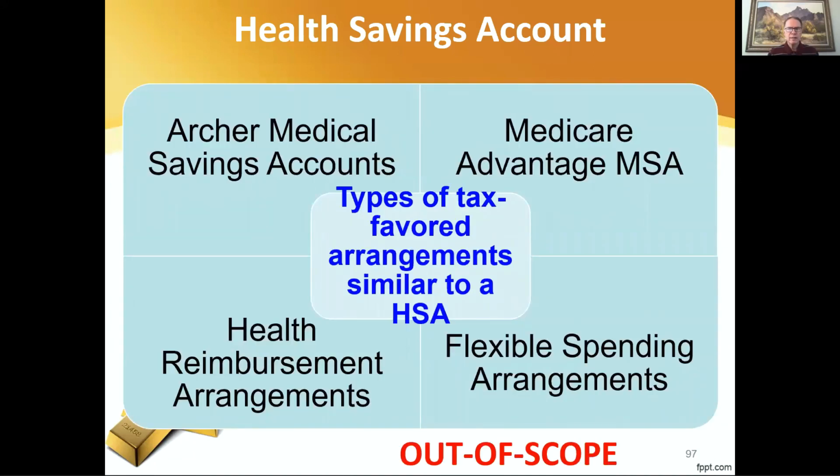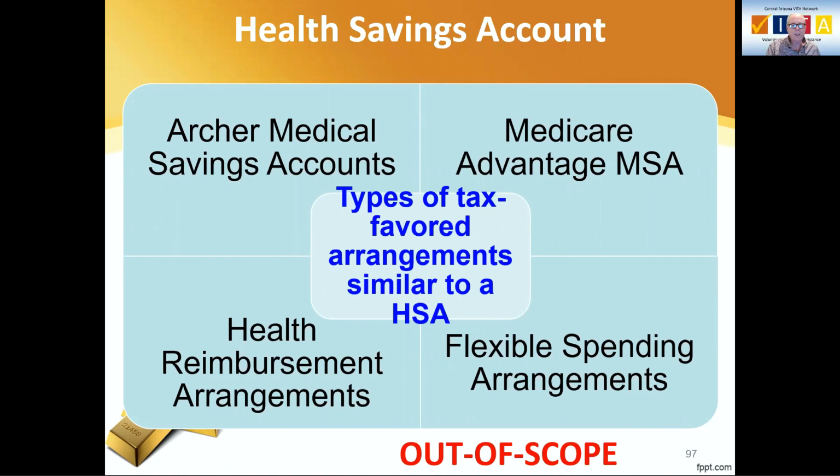These other four items are all out of scope: Archer MSA, Medicare Advantage, health reimbursement, and flexible spending. These are all types of savings accounts for medical reasons, but they're all out of scope. We only deal with health savings accounts.